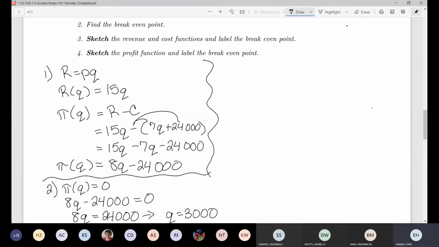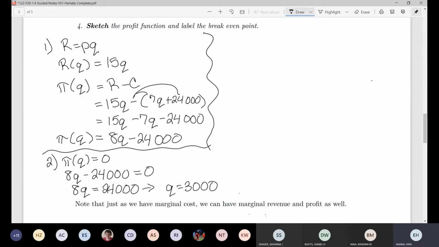And then part 2, we were asked to find the break-even point. So remember the break-even point we have 2 definitions for, either profit equals 0 or revenue equals cost. Maybe I shouldn't say they're different definitions. They come from the same thing. So here, since we had our profit function, we went ahead and just set that equal to 0. And we got Q equals 3,000.